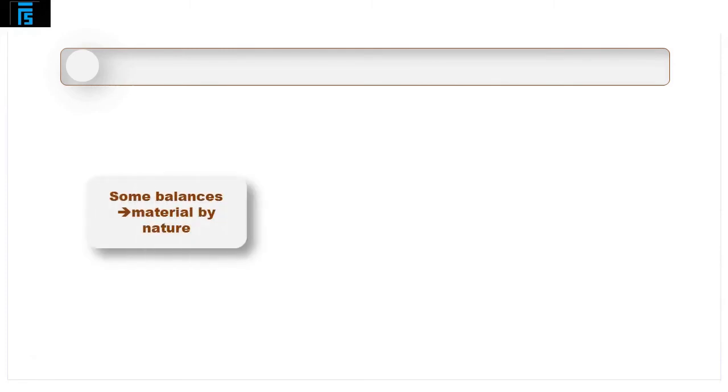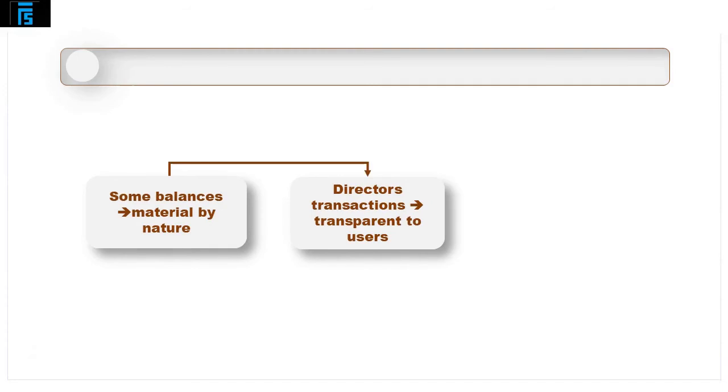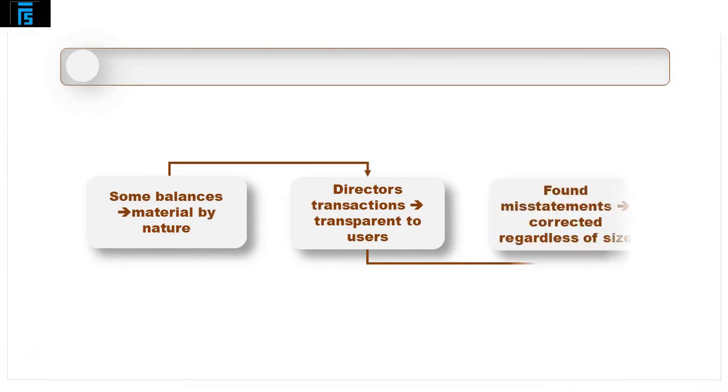Some balances by their very nature are going to be material to the users. A prime example is directors' transactions, which must be transparent to the users. If the auditor finds any misstatements relating to this, they must be corrected regardless of their size.